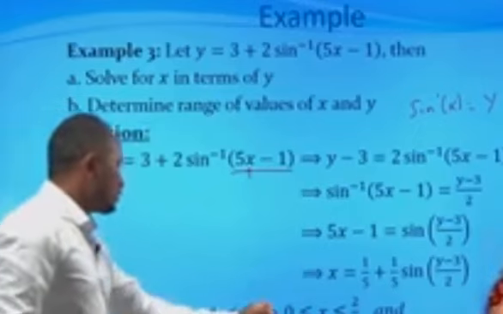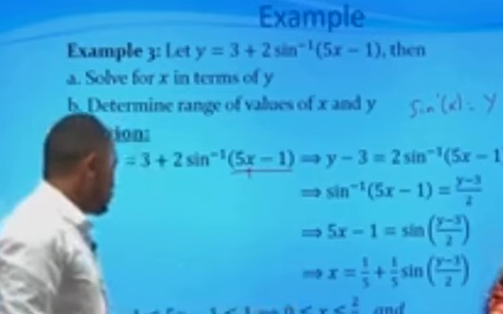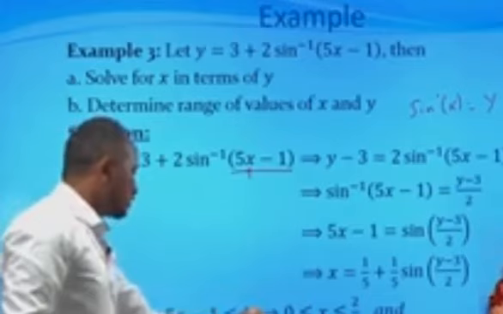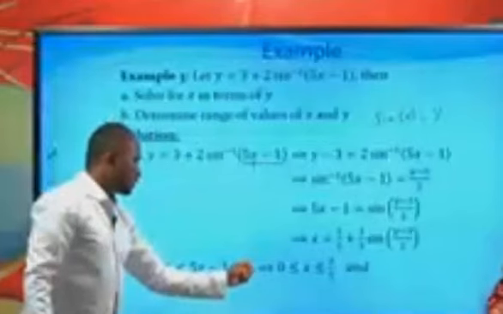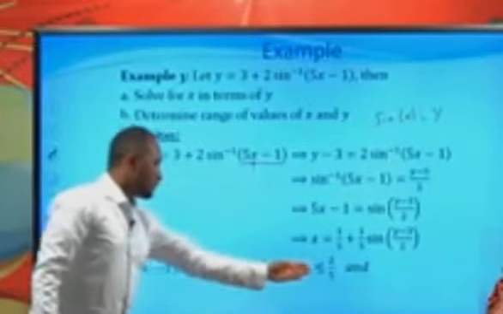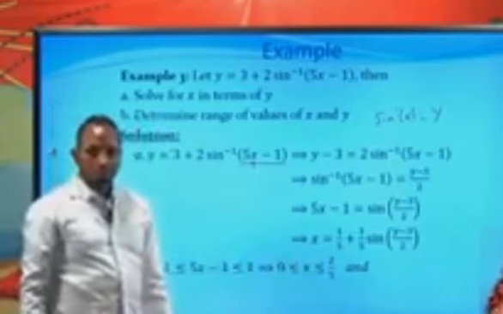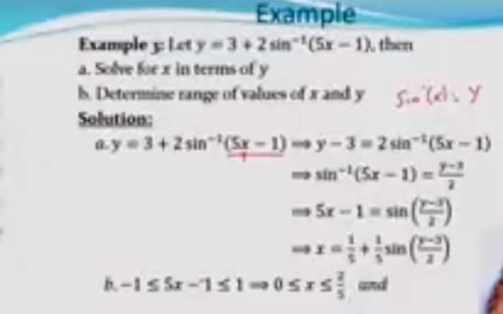-1 plus 1 is 0, over 5, 0, less than or equal to x. Shifting the -1 to this side, you have 1 plus 1, it is 2 over 5. So the value of x ranges between 0 and 2 over 5. And the value of y.